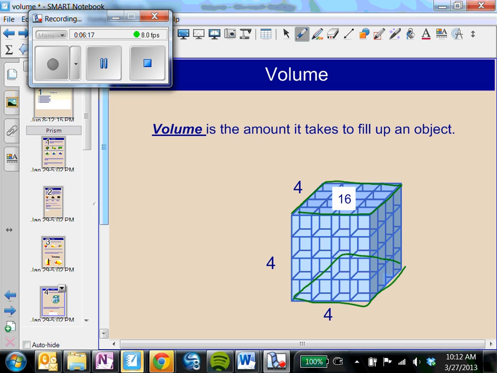So just find the area of one of those, which is 16, and I'll multiply that by the height, which is the perpendicular distance between the two bases. So I'm going to say 16, which is the area of the base, times the height of the entire figure, which is the perpendicular distance between the two bases, and that gives me 64 as my volume. And like I said, it's going to be units cubed because we're working in 3 dimensions. It's how much will fill this 3-dimensional figure.